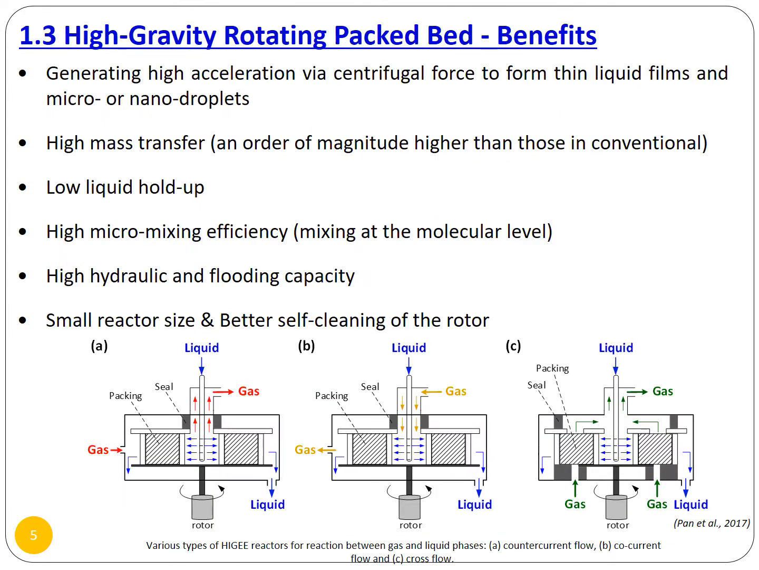There are many benefits of this reactor. First is generating a high acceleration by centrifugal force to form a tiny liquid film or narrow droplet. It can also create higher mass transfer, low liquid hold-up, high micro-mixing efficiency, and high hydraulic and flooding capacity. Finally, the reactor size is very small compared to the conventional scrubber, and it is better at self-cleaning of the rotor. From the literature, there are many different flow designs of RPB reactors.